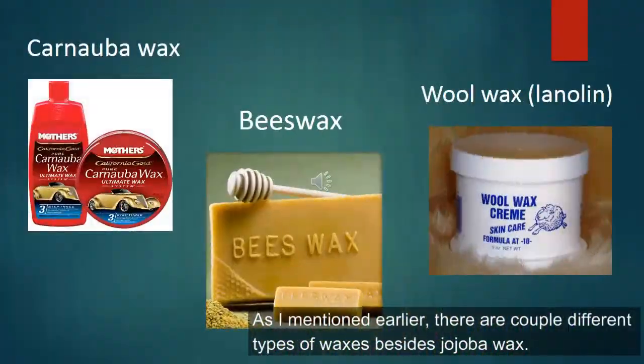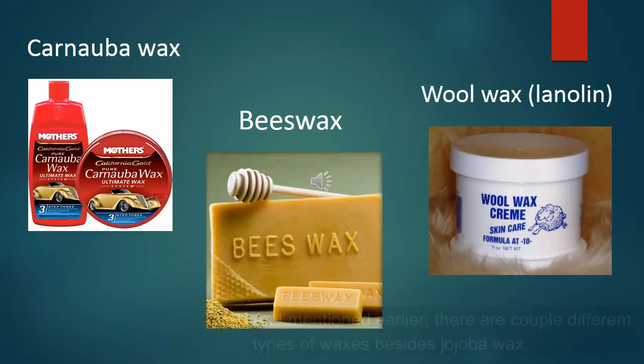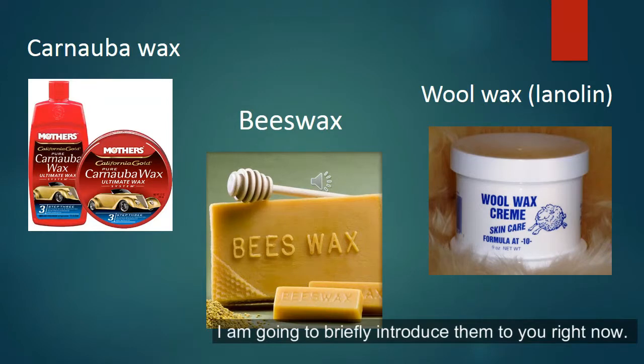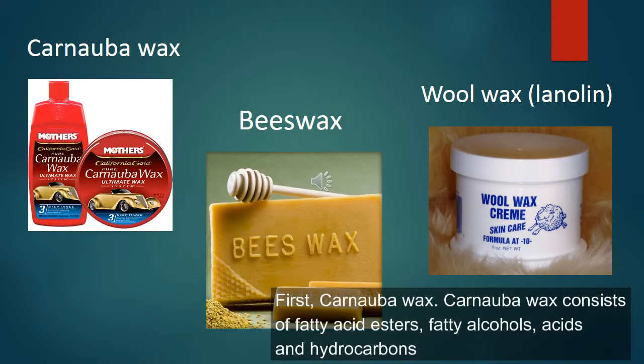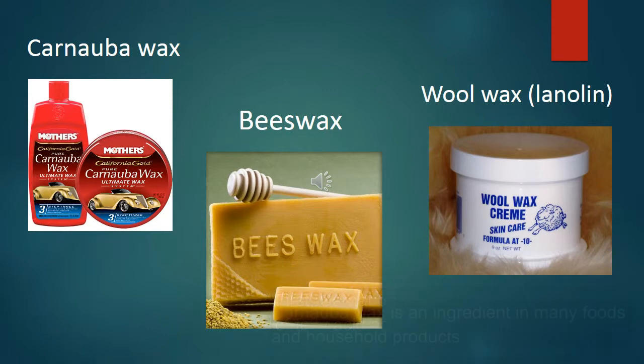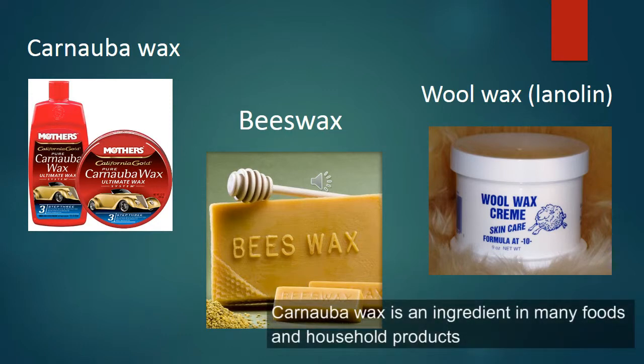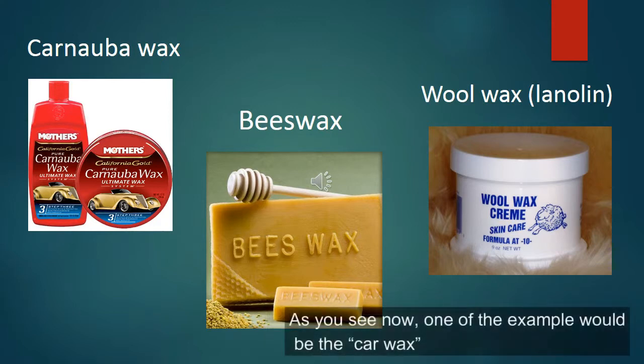As I mentioned earlier, there are a couple different types of waxes besides jojoba wax. I'm going to briefly introduce them to you right now. First, carnauba wax. Carnauba wax consists of fatty acid esters, fatty alcohols, acids, and hydrocarbons. Carnauba wax is an ingredient in many foods and household products. As you see right now, one example is car wax.